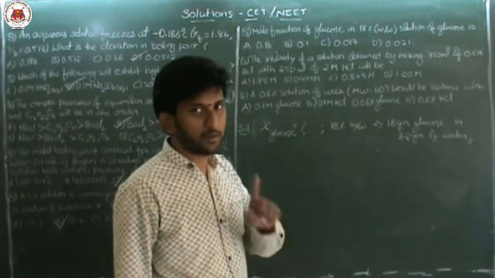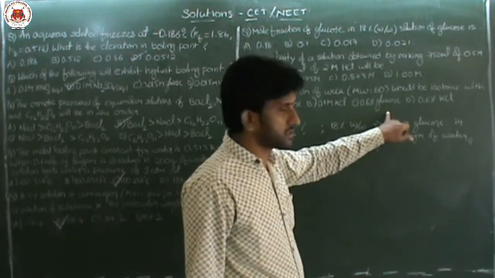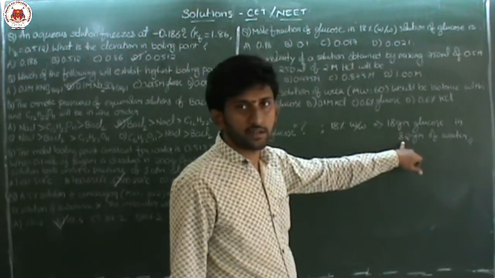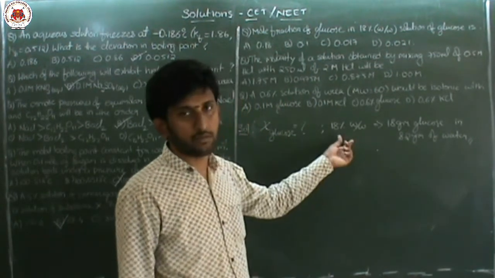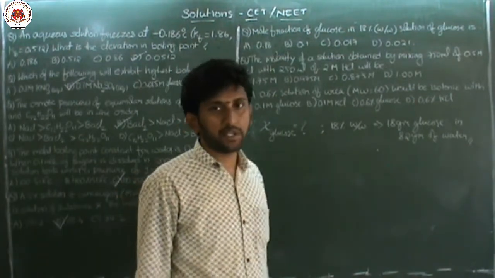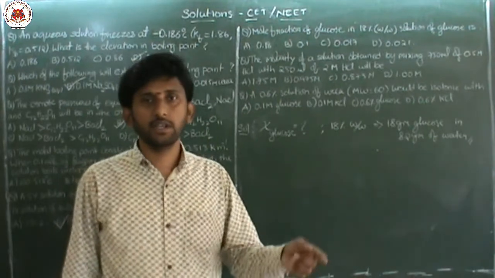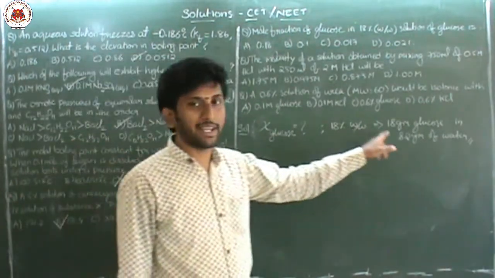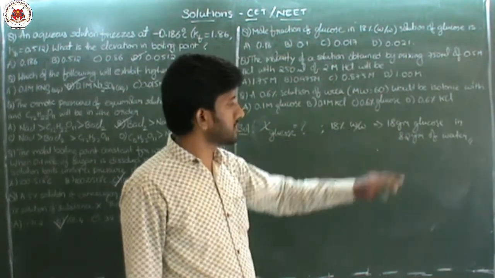So the total must be 100. 8 plus 2 is 10, 1 carries, 2 plus 8 is 10, so that is 100. The total must be 100 in weight by weight or mass percentage. So an 18% weight by weight solution means 18 grams of the solute is present in 82 grams of the solvent. The solvent is water, the solute is glucose.